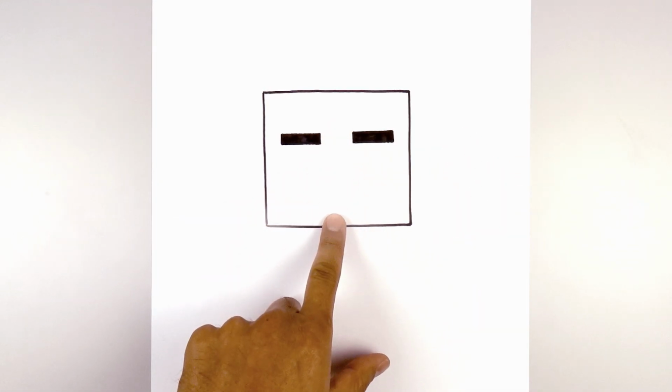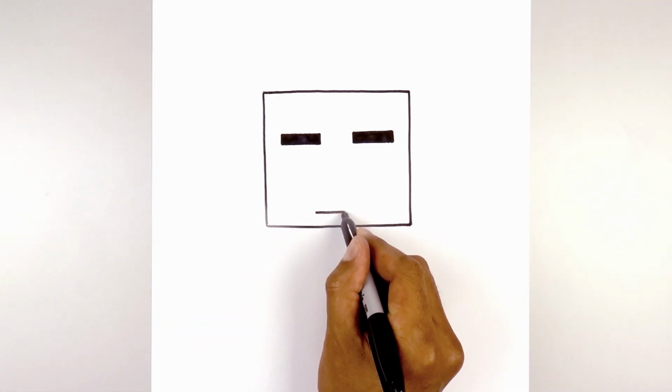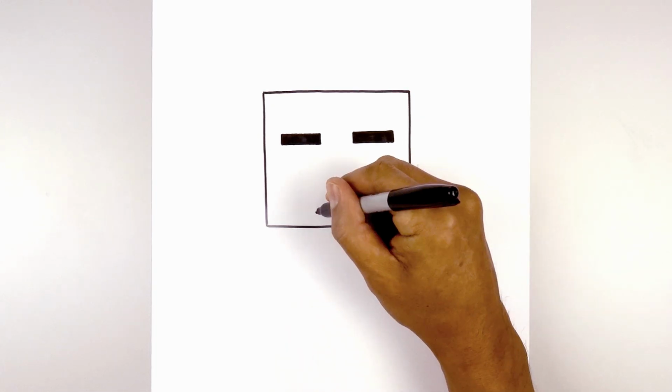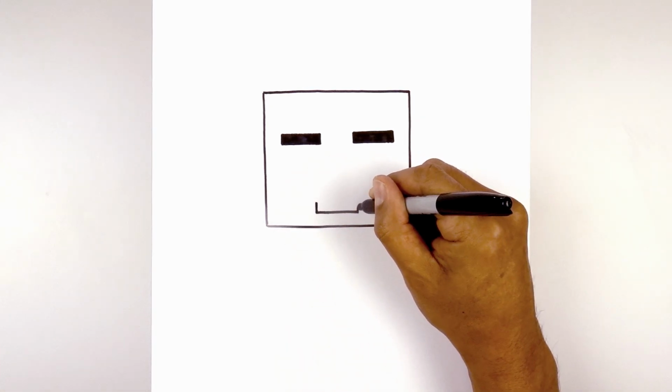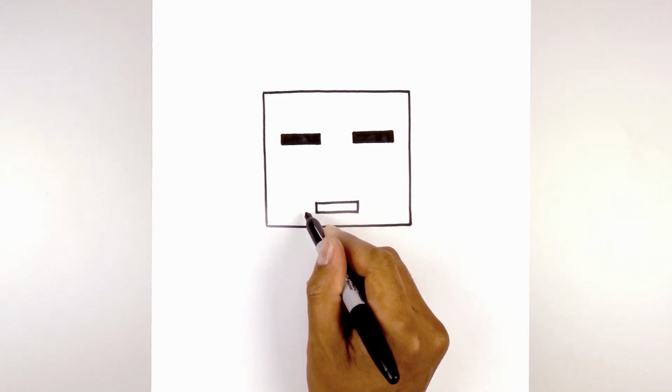Now we're going to move down towards the bottom and draw in the mouth. So we're going to leave a gap along the bottom here, draw a line going across from left to right. Go up the sides, and then we'll close off the top. Again, we're going to fill this area in black.